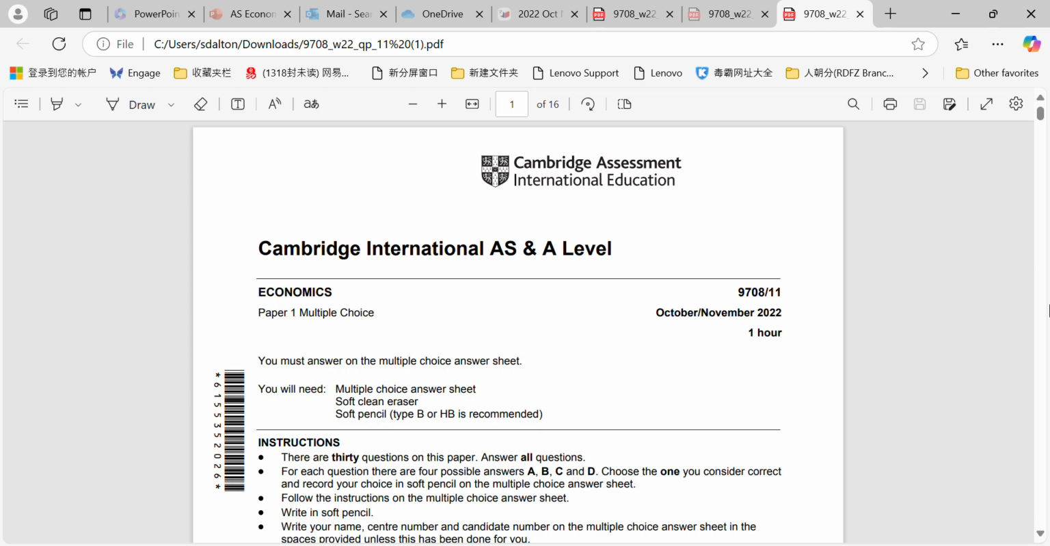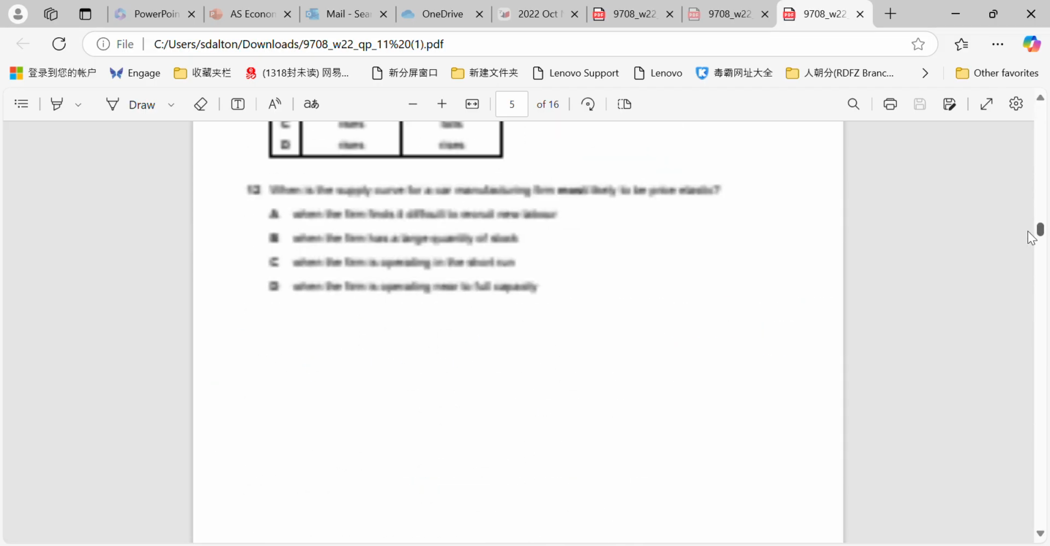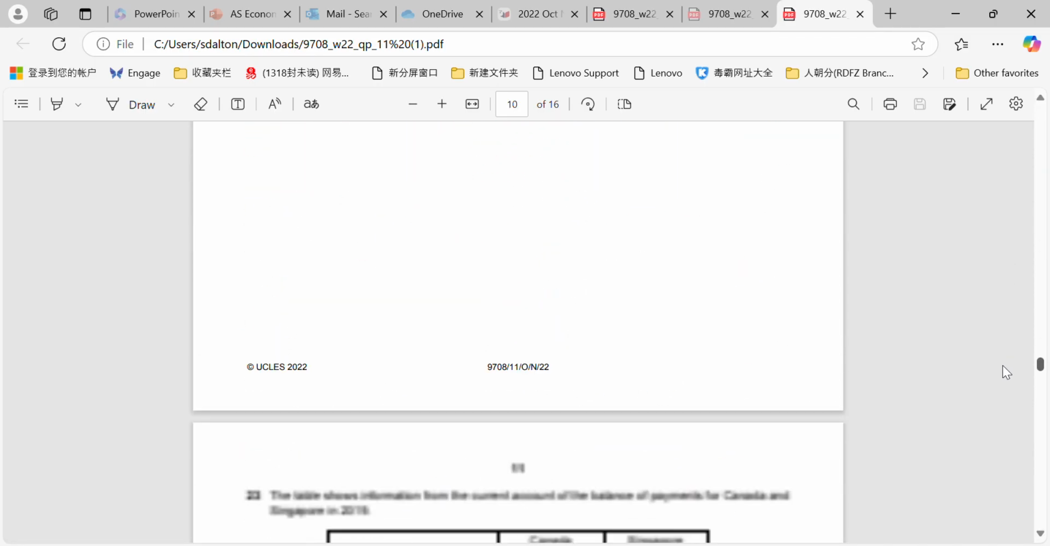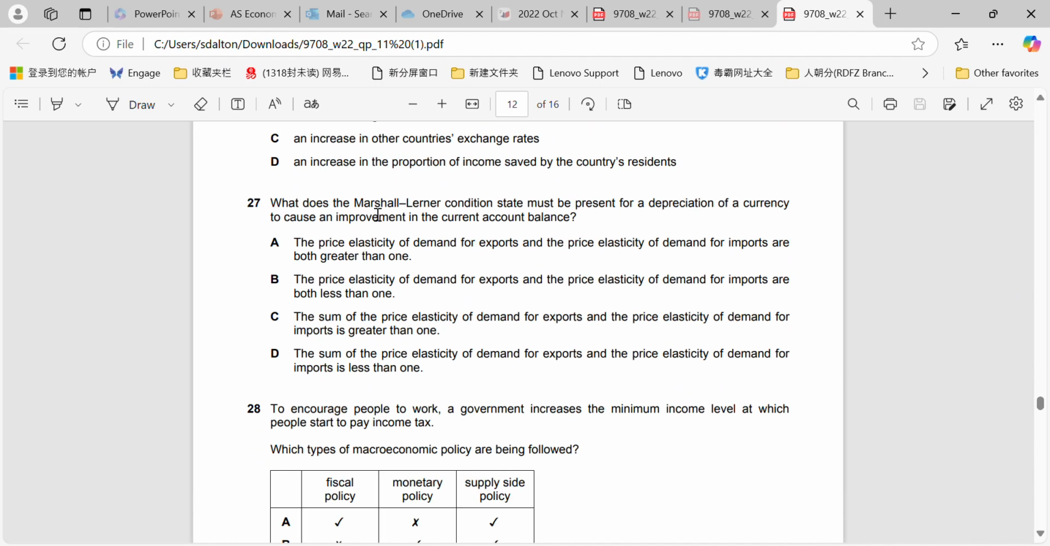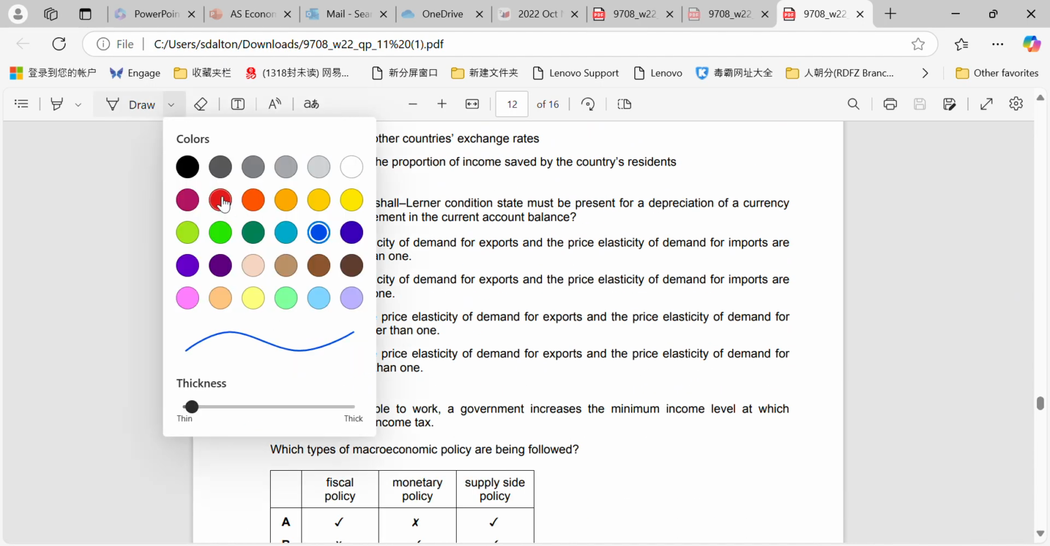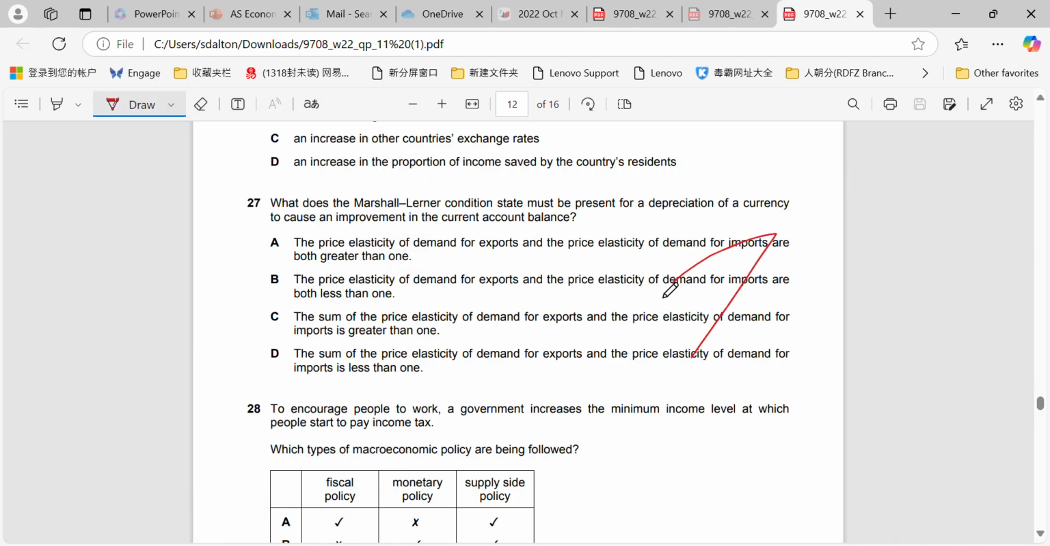Welcome back. We're doing October-November 2022 question paper 11. So again, I'm just going to take out or exclude a question. There's a question on the Marshall-Lerner condition, which is A level now, so we can take that out. And we will start from question 30.